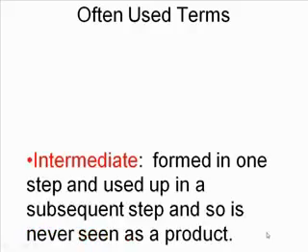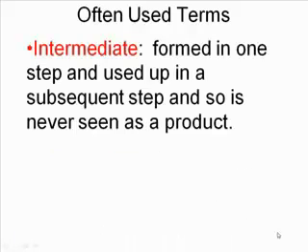So a couple of terms that we'll use in talking about mechanisms. An intermediate is a substance that is formed in one step and used up in a subsequent step. If you remember when we were doing Hess's law, when you add up reactions, if you have something that's the same on both sides of the equation, it cancels. Well, that's what happens to intermediates. We don't see these in the overall reaction. We would only see these in the elementary steps.